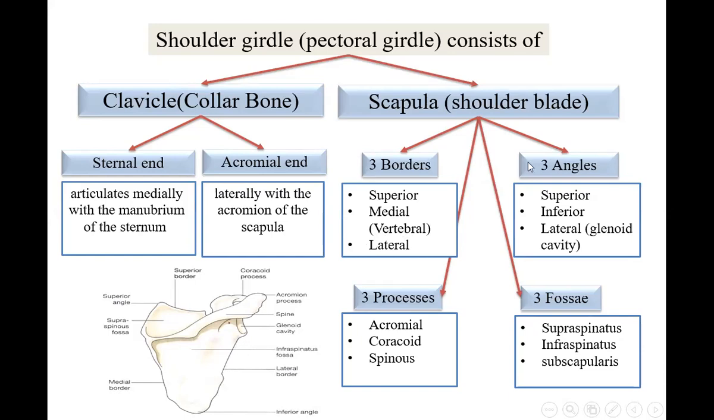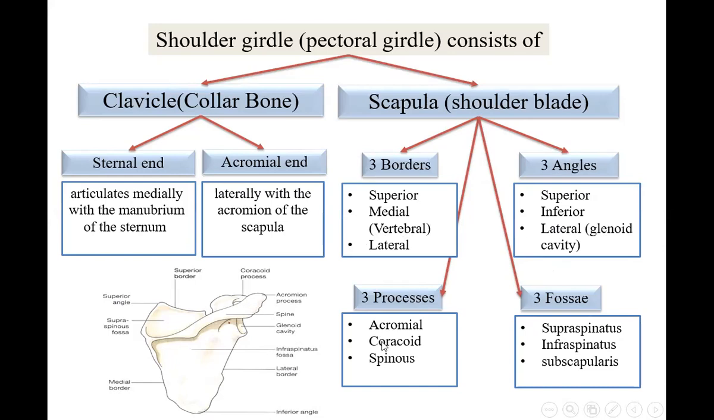Then three angles. Which are those? This is called the superior angle. This is the inferior angle, and this is called the lateral angle. The lateral angle is covered by the glenoid cavity. So three borders, three angles.